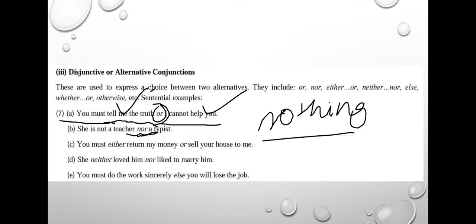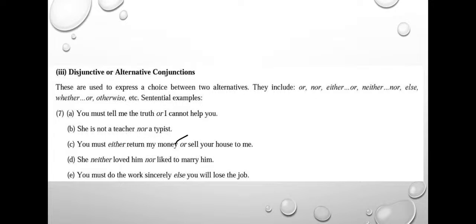C. You must either return my money or sell your house to me. Two different ideas. Either you have to return my money or you have to sell your house to me, because the person is in debt.